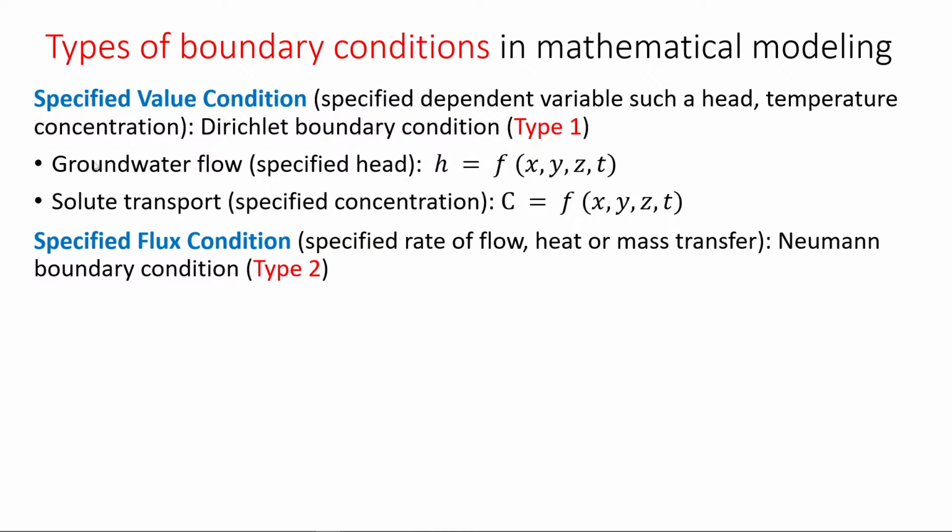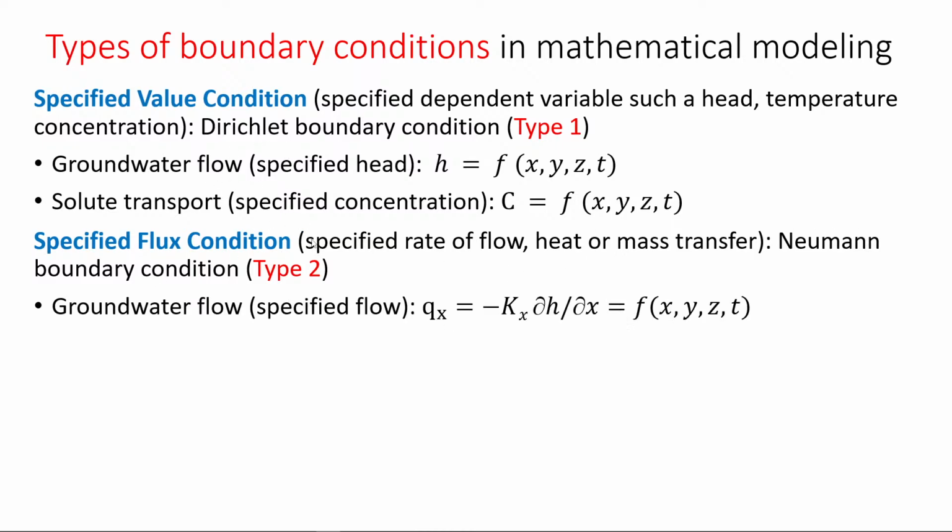Then I have another type of boundary condition, which is not a specified value but a specified flux condition. That is, a specified rate of flow, heat, or mass transfer, and it is called the Neumann boundary condition. Dirichlet and Neumann are two mathematicians. I don't remember exactly, but I know at least one of them was a German mathematician. Anyway, that's where the names came from.